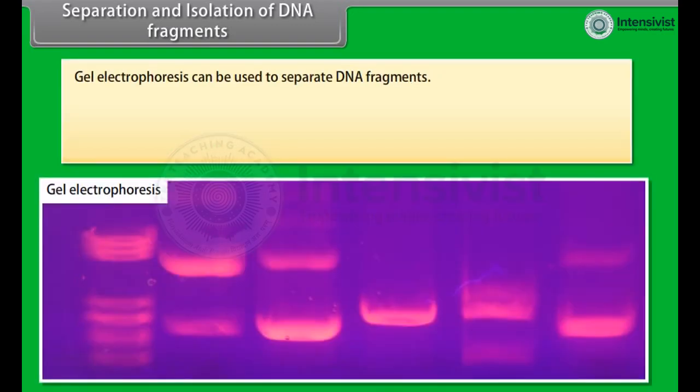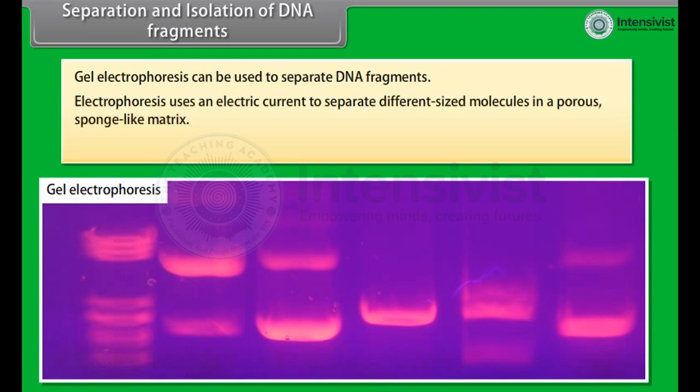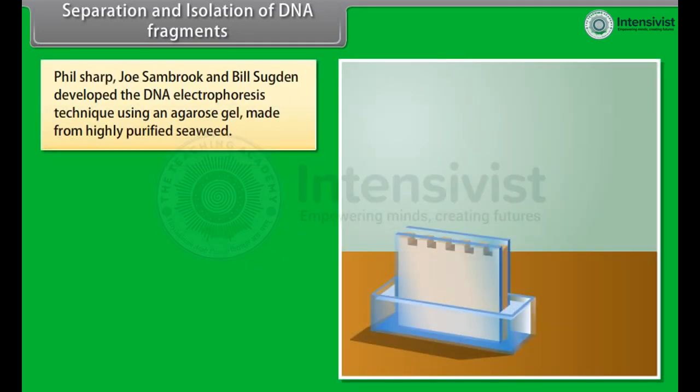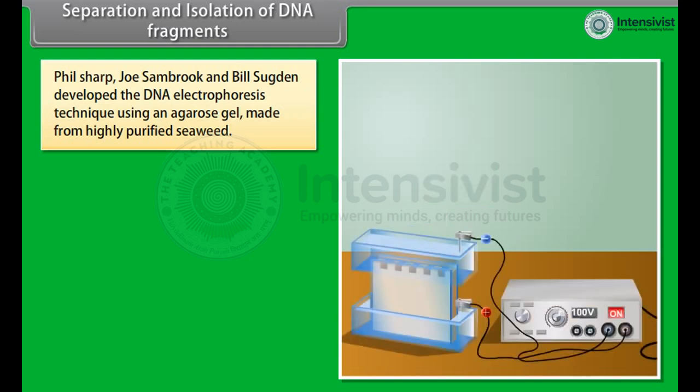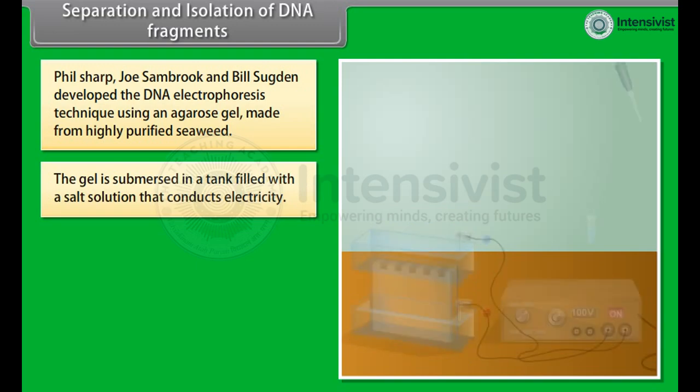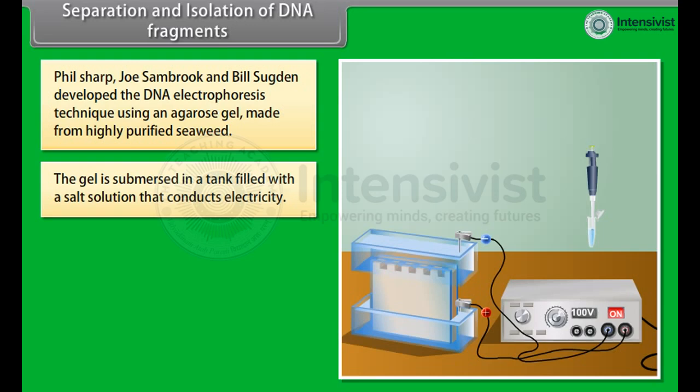Gel electrophoresis can be used to separate DNA fragments. Electrophoresis uses an electric current to separate different-sized molecules in a porous, sponge-like matrix. Smaller molecules move more easily through the gel pores than larger molecules. Phil Sharp, Joe Sambrook, and Bill Sugden developed the DNA electrophoresis technique using an agarose gel made from highly purified seaweed. The gel is submerged in a tank filled with a salt solution that conducts electricity.